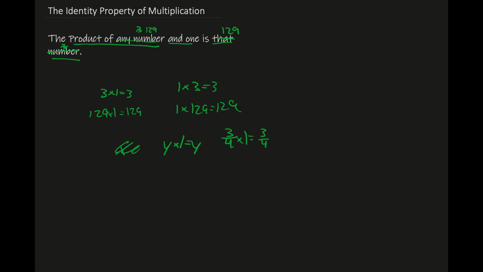Decimals, and I know they're the same thing, but just to clear that up, let's do 0.52 times 1 equals 0.52. So this isn't only whole numbers. This is any number. That's why it says any. See there? Any number times 1 is that number. Okay? So now it looks like we got that done.